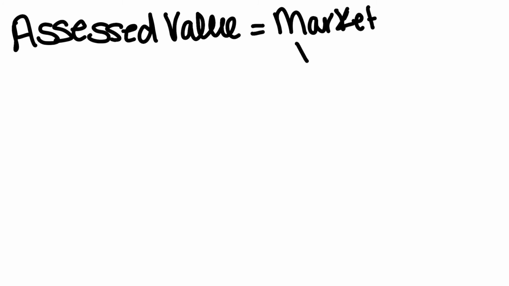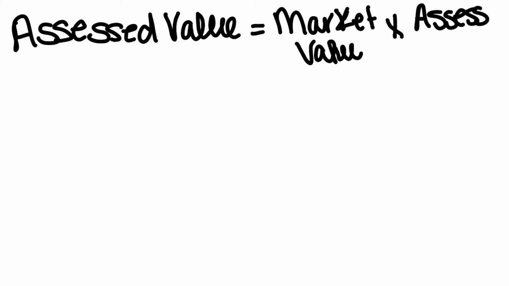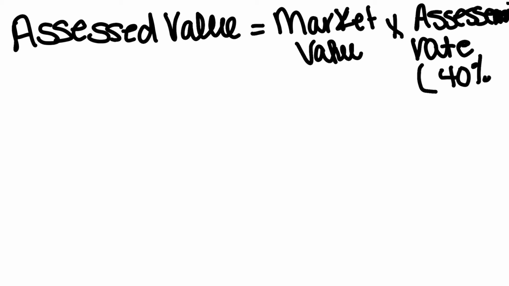So before we go, I just want to review all the formulas that we talked about today. So we had the assessed value. And your assessed value, remember, it equals your market value times your assessment rate. Remember that your assessment rate in Georgia is 40%.